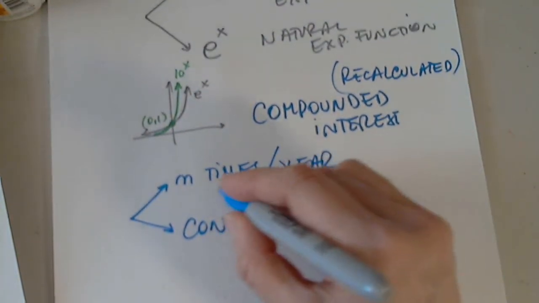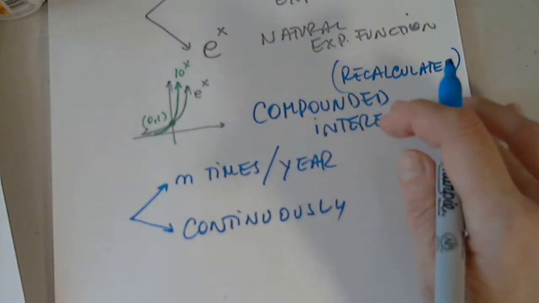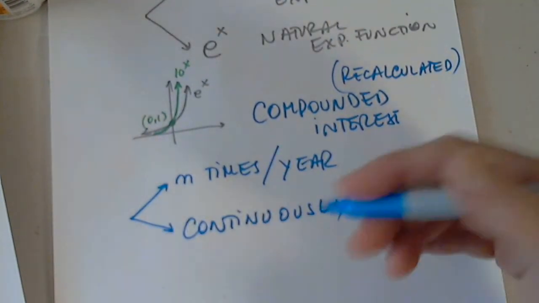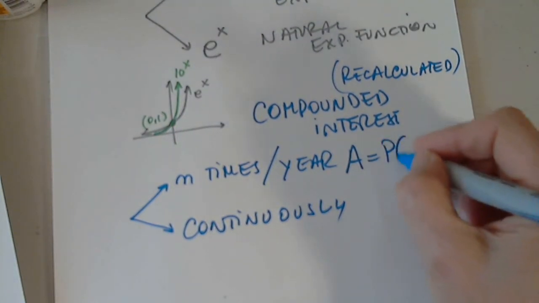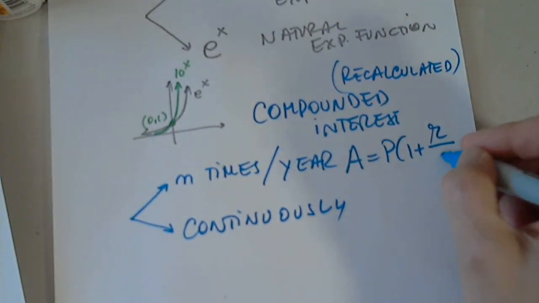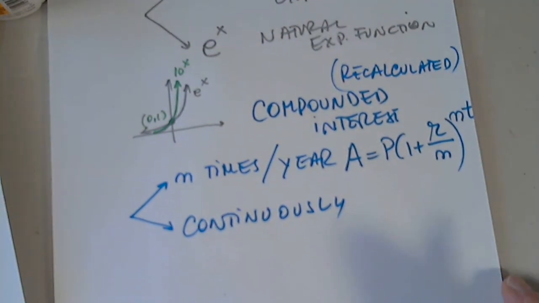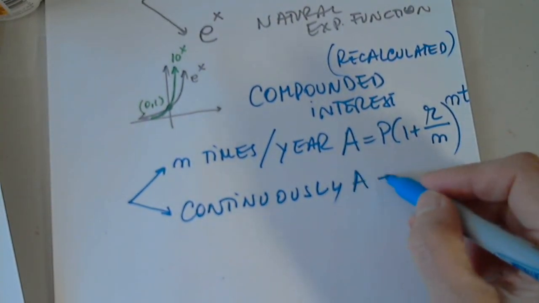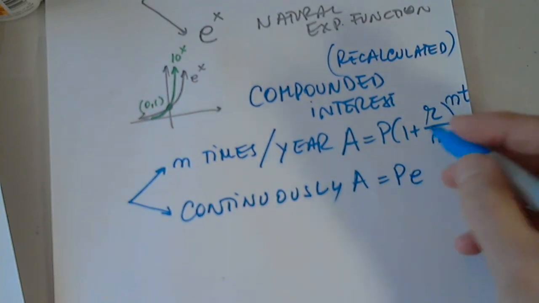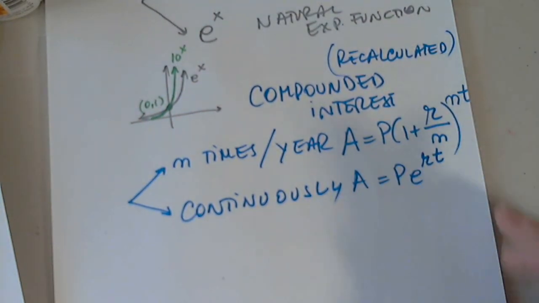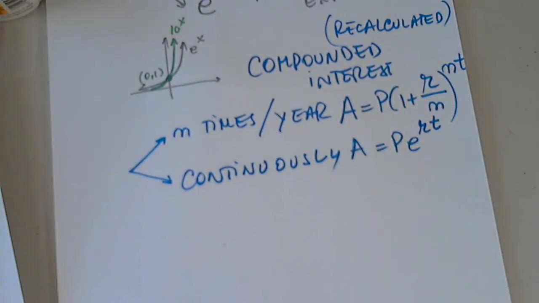So here's the formula for n times per year, compounded interest. I will explain each piece, but I'm going to write it here so you have it. A equals P(1 plus r over n) raised to n times t. And this one is A equals P e to the r times t. And now what's with all these letters? That you have to remember.